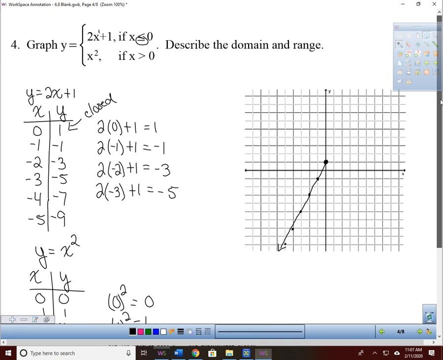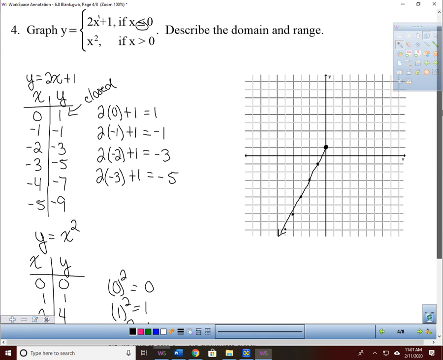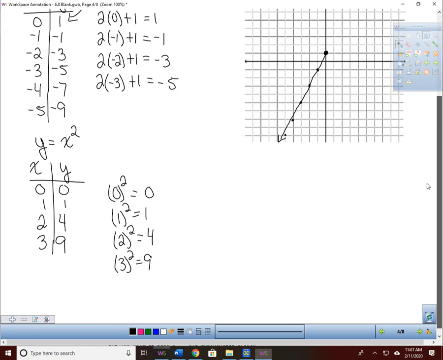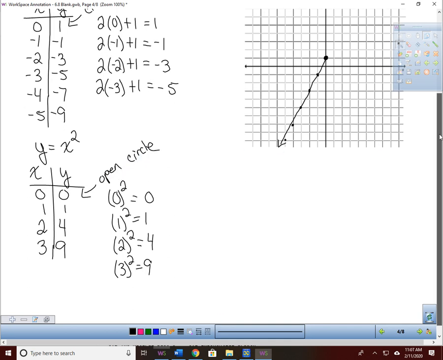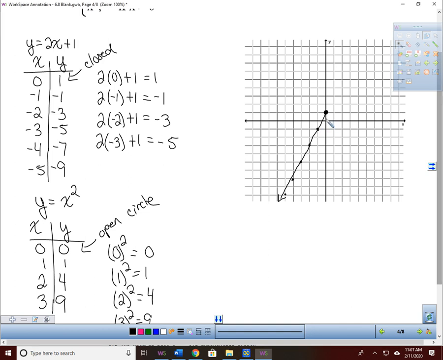All right, so I have to think about what my first point is going to be, open or closed. There's no equal to bar here. All right, so that means my first point here will have an open circle. So I go to 0, 0, and I'm going to put an open circle right there. Then I plot all my points. 1, 1, 2, 4, 3, 9, which makes part of a parabola.